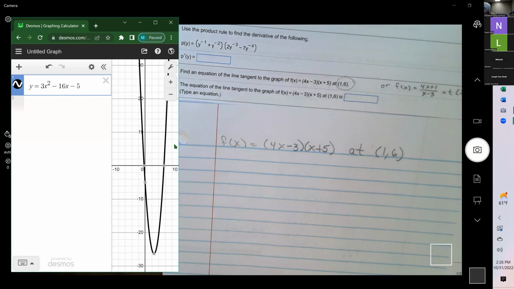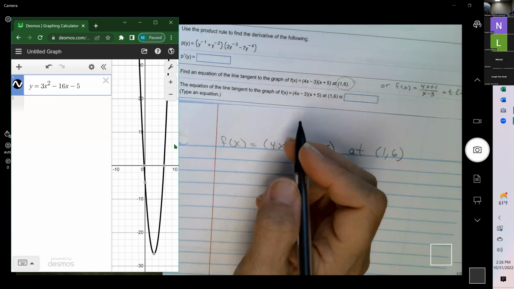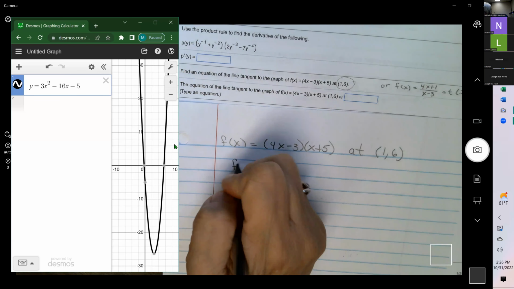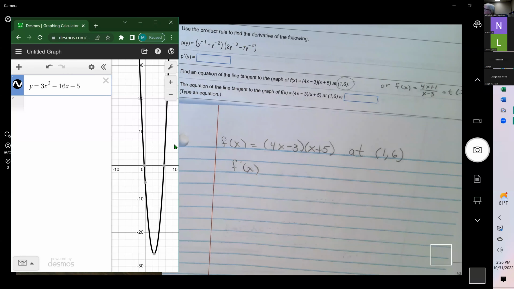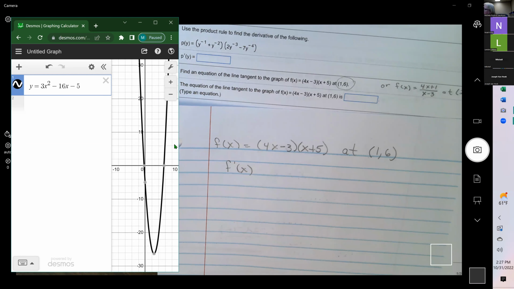When you're finding marginal anything, and then slopes of the tangent line, it's the derivative. Instantaneous rate of change also. So those are the key words. They mean derivative.